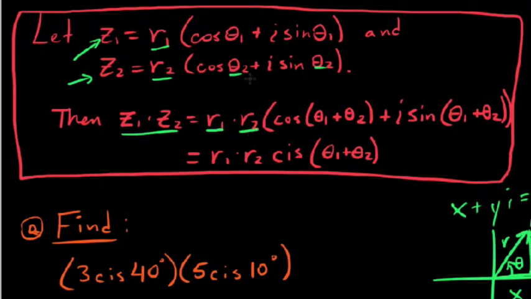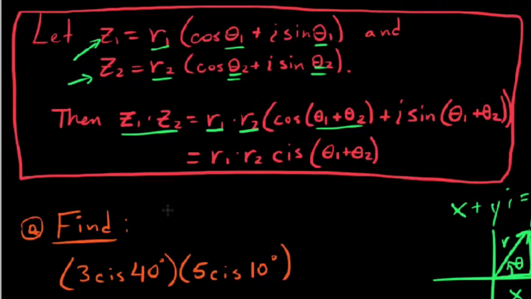And then furthermore, whatever our first argument or angle was, theta 1, and whatever our second argument was, theta 2, we can just simply sum these two angles. So the convenient thing about multiplying numbers in trigonometric form is just this: you just multiply the moduli and you add together the angles. It's a really, really easy thing to do.